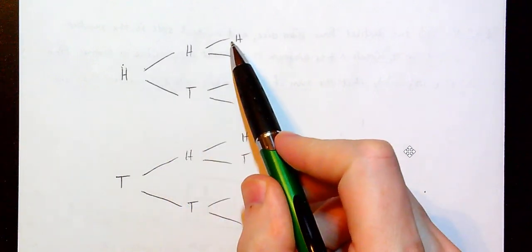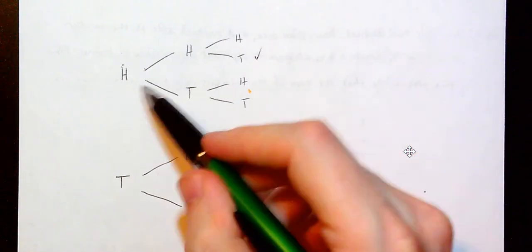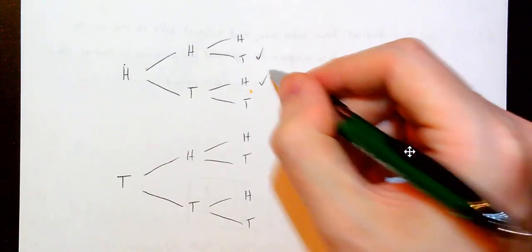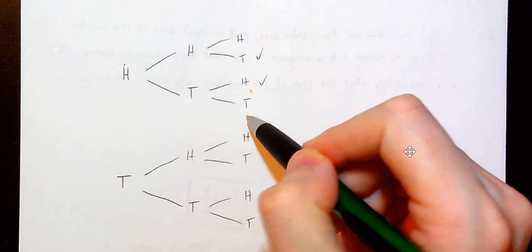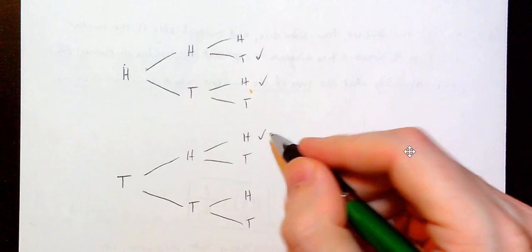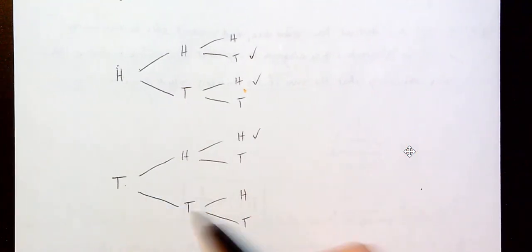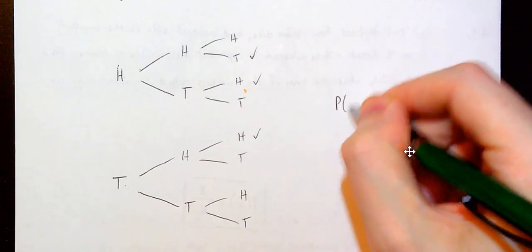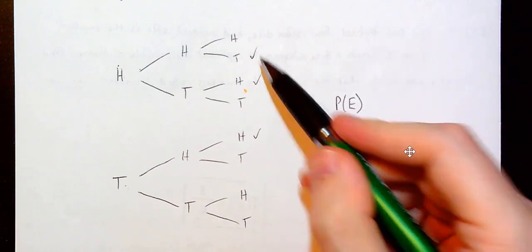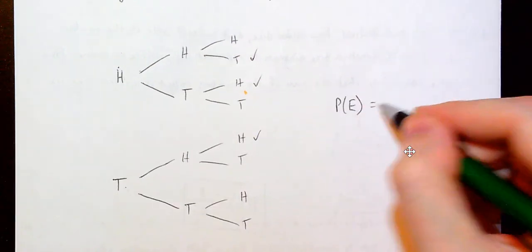That's 3 heads. That's no good. That's 2 heads and 1 tail. This is 2 heads and 1 tail. That's a heads and 2 tails, not good. 2 heads and a tail, there. 2 tails and a head, not good. 2 tails and a head, not good. And 3 tails, no good. So again, we had 3 outcomes where we have 2 heads and 1 tail, the thing we want.